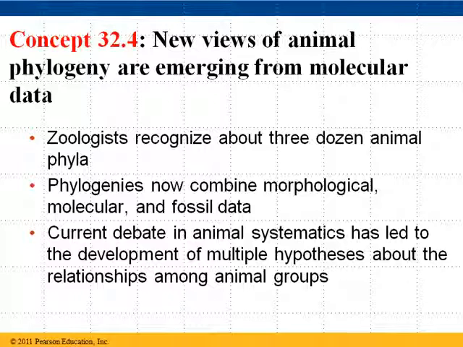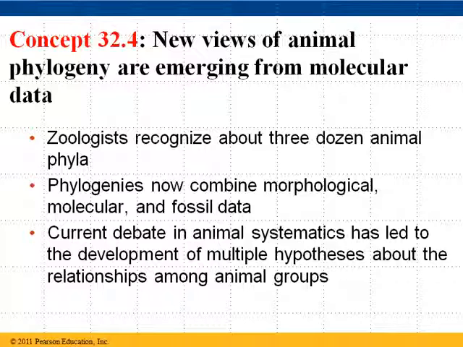Phylogenies now combine morphological, which is body plan and shape and that type of thing, molecular and fossil data. We have always used the morphological data, and that's what they used 100 years ago. And then of course now we have a tremendous amount of fossil data and the molecular data, which we did not have access to even say 50 years ago.